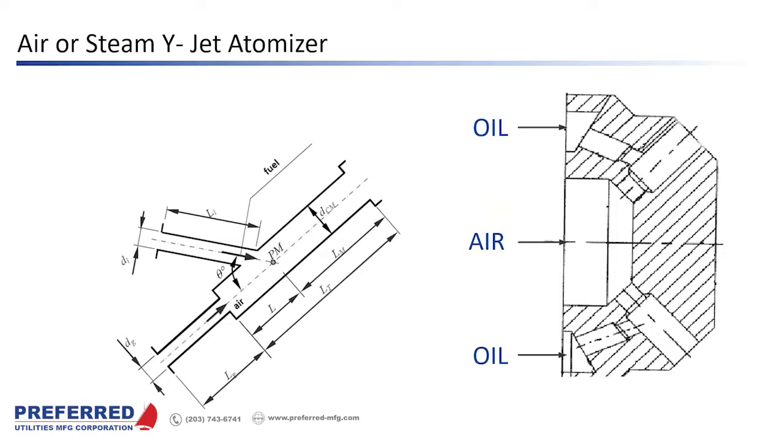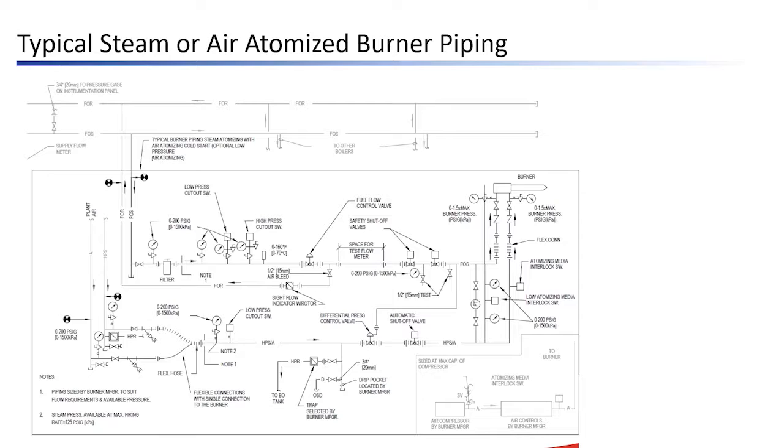So combustion engineers back in the day got to be pretty good at looking at an oil flame, and if it wasn't meeting expectations, tweak the oil tip and drill a new oil tip to clean up the flame and give you better performance. So that's the Y-jet atomizer, and that design's got to be 70 or 80 years old and still in use.